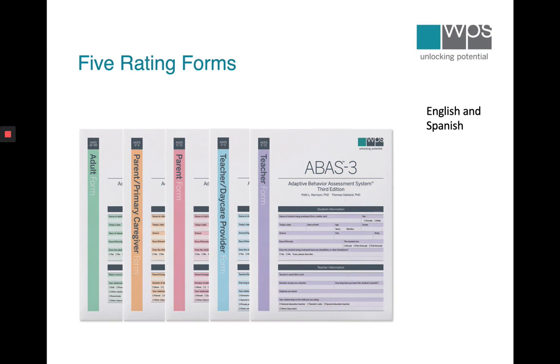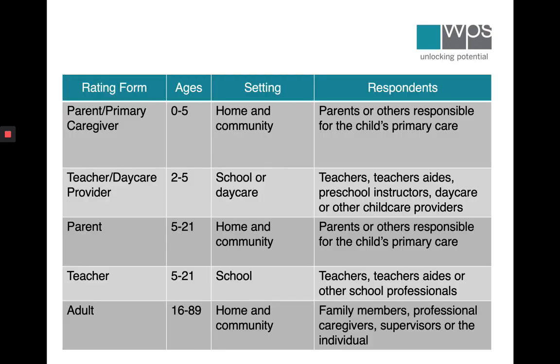There's 5 different rating forms available that look like this, that are available in both English and Spanish. The ABAS-3 really does cover the entire lifespan, as it goes all the way from birth to age 89. And then we have parent and teacher versions available, or daycare providers at that age. Also, for those of you that work in secondary settings, there is an adult version as well.